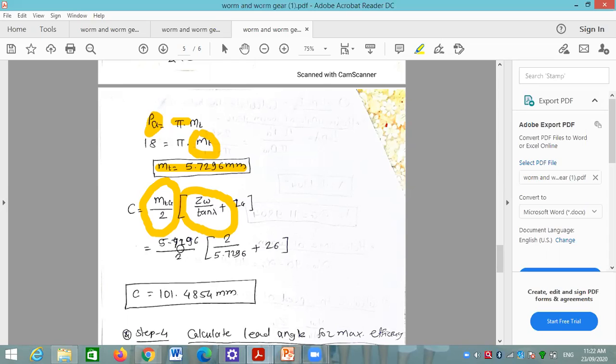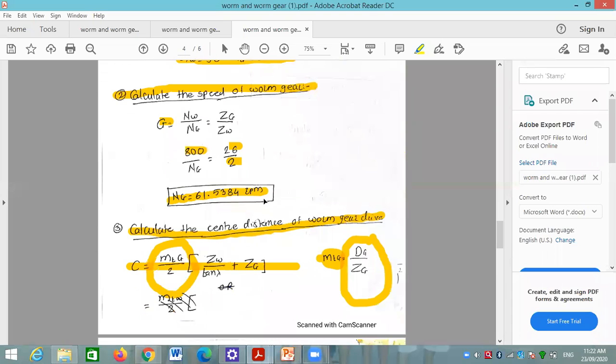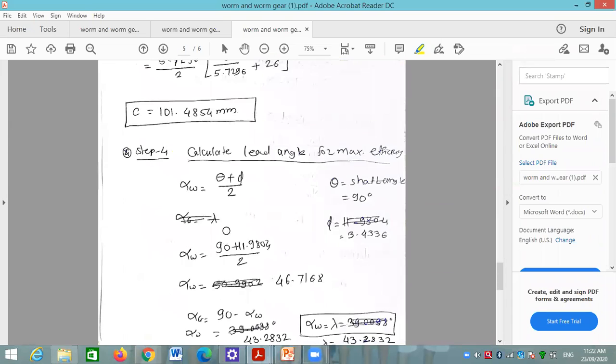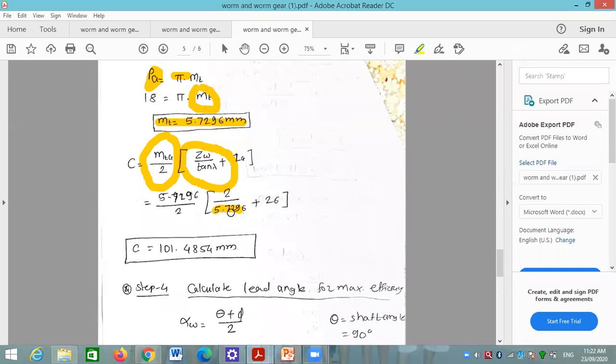That is MTG is equal to 5.7296 divided by 2 into ZW, that is the number of teeth on a worm, is equal to 2 divided by tan of lambda. Here tan of lambda is 11.94. I have by mistake written this value. Here tan of lambda is plus 26.